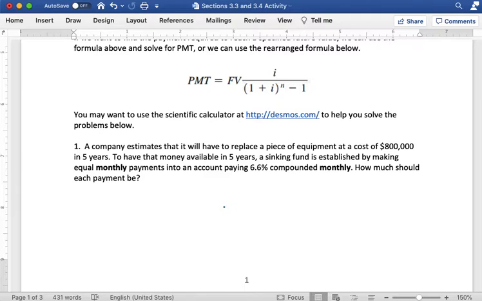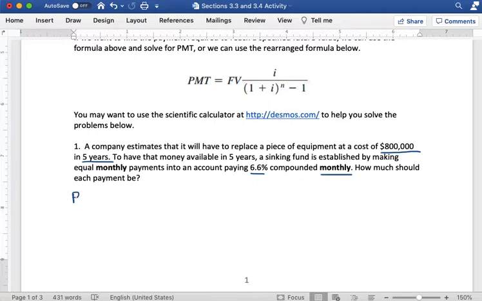So looking at problem 1, it says a company estimates that it will have to replace a piece of equipment at a cost of $800,000 in 5 years. To have that money available in 5 years, a sinking fund is established by making equal monthly payments into an account paying 6.6% compounded monthly. How much should each payment be? So a sinking fund basically is a savings account that you set up to reach a certain goal. In this case, our goal is to save $800,000 in 5 years. So we need to figure out how much we need to put away in order to make that happen.